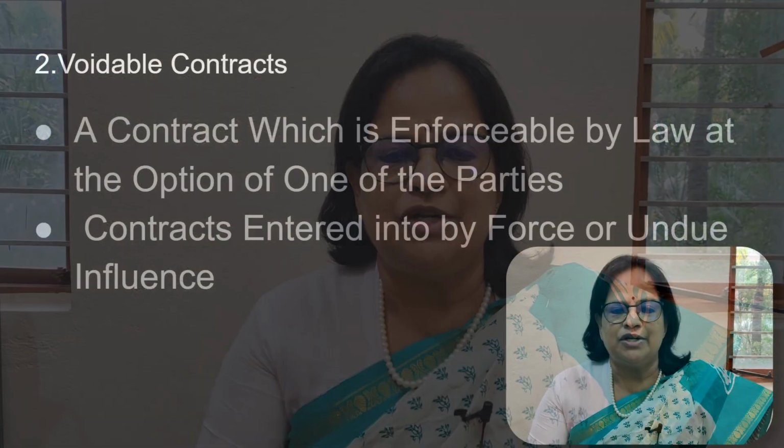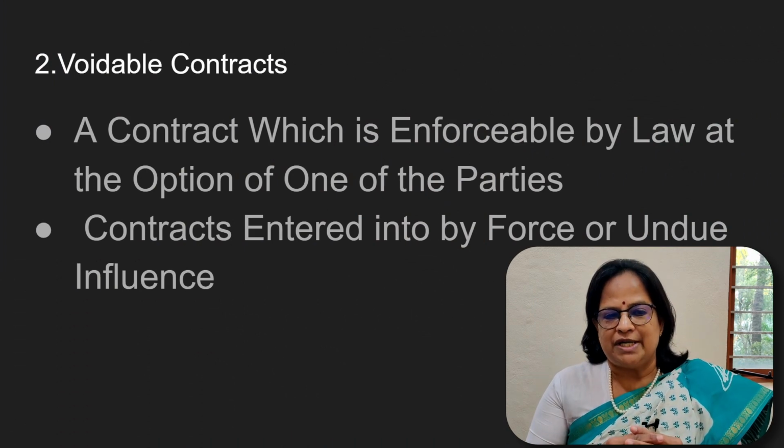If you take an example, all government contracts are valid contracts. Or when a bank is entering into a contract with a customer, or an insurance company is entering into a contract with a customer, these are all valid contracts. Now what are voidable contracts?